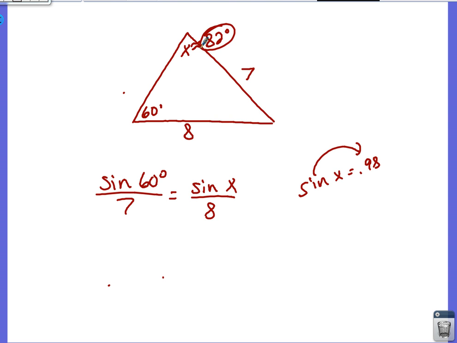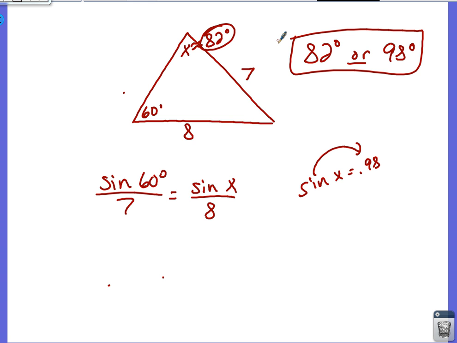But from the other day, 82 degrees is not your only answer. It could be 82 or 98 degrees. Your calculator only gives you one of the answers. To find the other answer, you do the supplement of that angle.